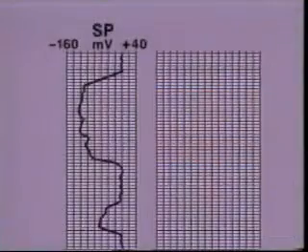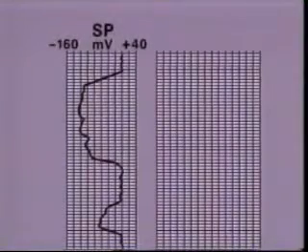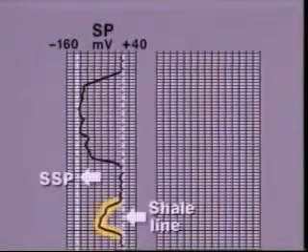For example, on an SP log, a sand formation with an SP deflection about midway between the shale baseline and the static SP value, as displayed by a thick permeable sand, likely contains an appreciable quantity of shale.